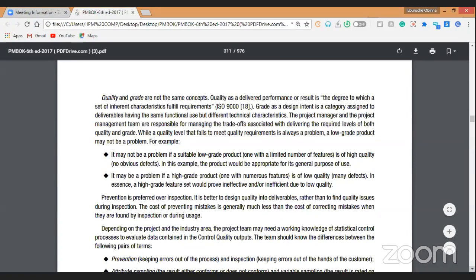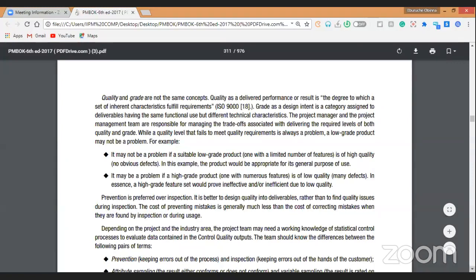So prevention is preferred over inspection in quality management. I love that word. You know, they say prevention is better than cure. So in quality management, prevention is preferred over inspection. And that's why you need to take the time to plan your quality, manage your quality, and control your quality. You plan, you manage, and you control your quality. I will be rounding up in the next 2 minutes. It is better to design quality into deliverables rather than to find quality issues during inspection.